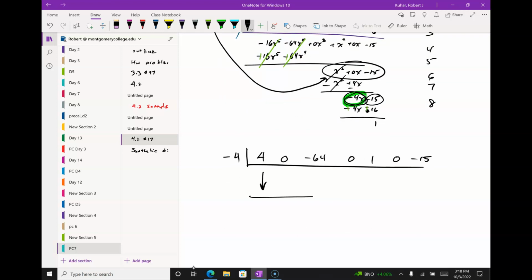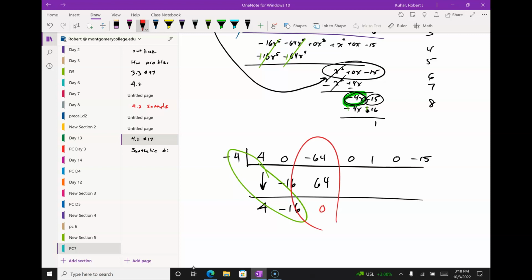I'm going to automatically bring down whatever this is, and it's a 4. And now what? Do what with these? Multiply. And now what with these? Add. Again, multiply. That's positive 64. And add. I get 0.